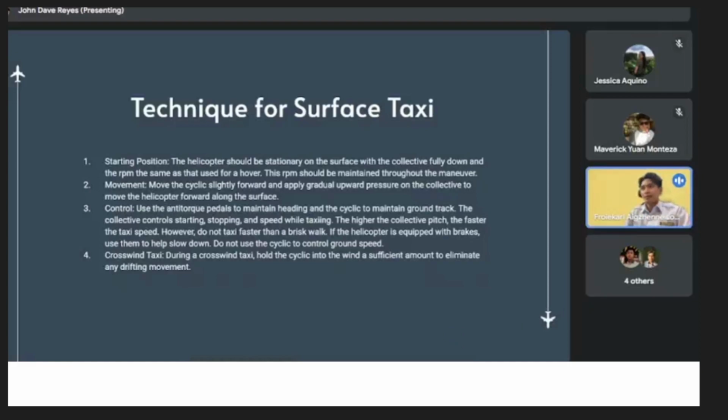Second is move the cyclic slightly forward and apply gradual upward pressure on the collective to move the helicopter forward. Next is use the anti-torque pedals to maintain the heading and the cyclic to maintain ground track. Fourth is during a crosswind, hold the cyclic into the wind a sufficient amount to eliminate any drifting movement.